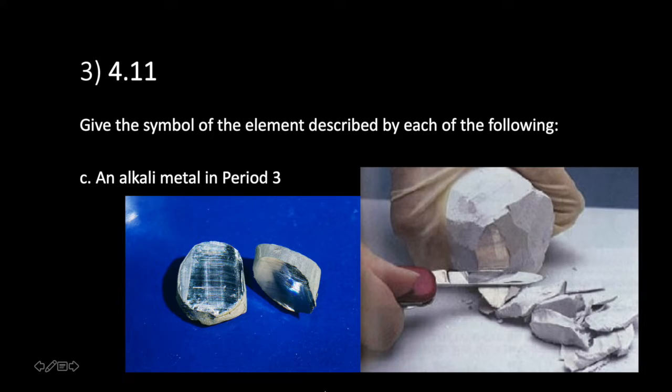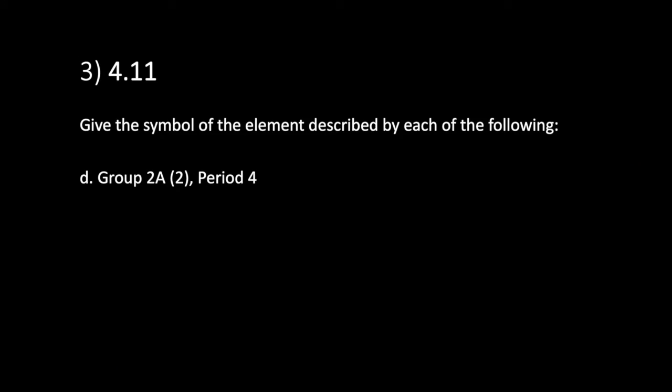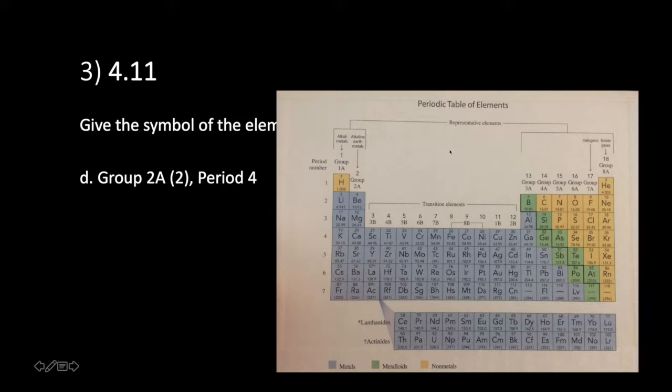Alright, now we want to go to group 2A, which can also be called group 2, that's what the parentheses mean. Period 4, so group 2A, here we are, those are the columns. Period 4, that's right here, so those cross at calcium.